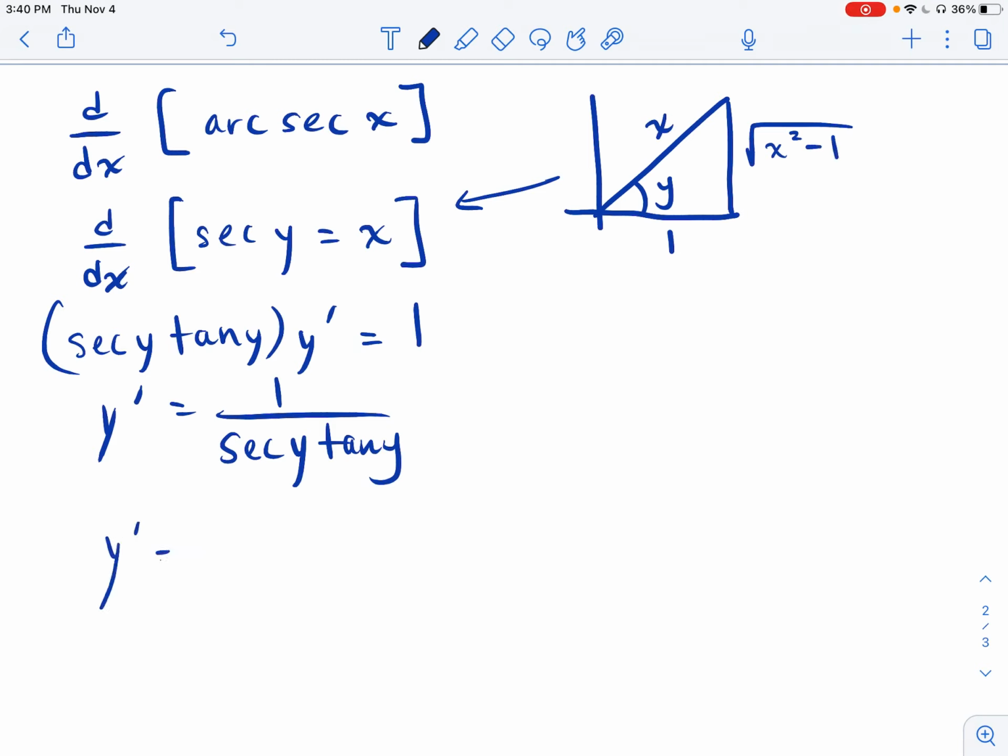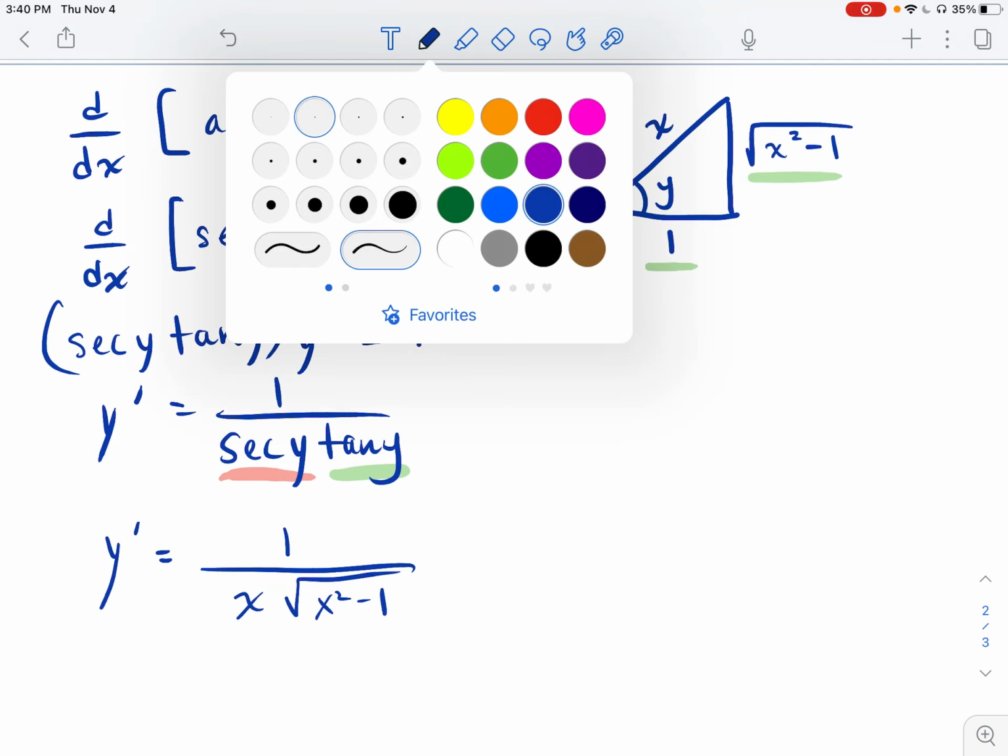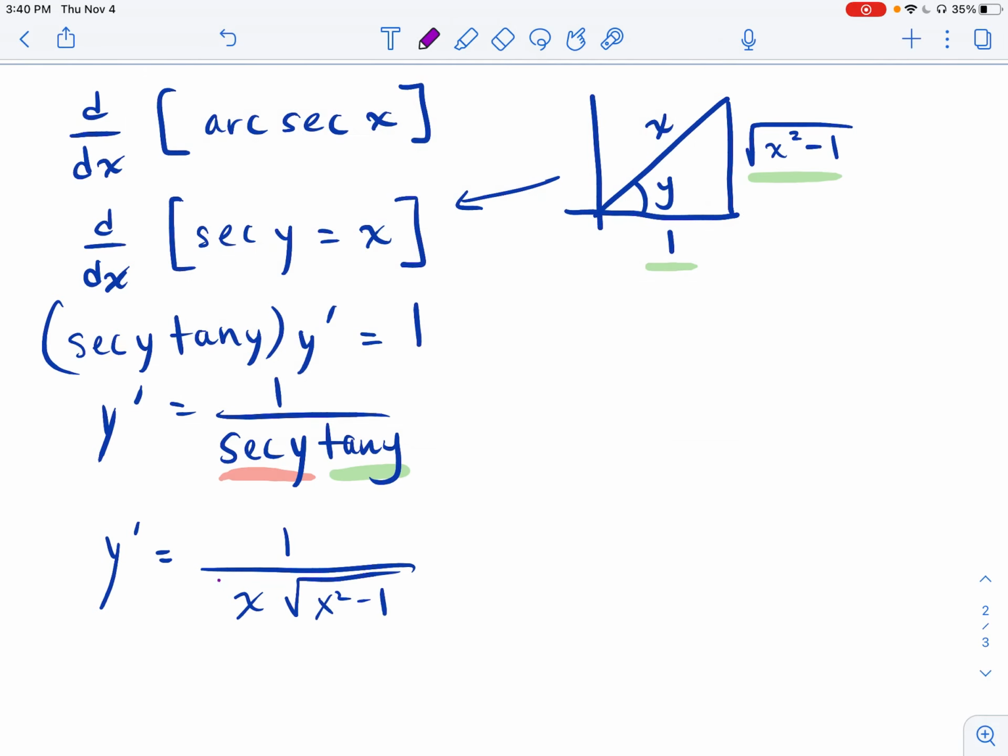So plugging in what we know then, what is this secant of y? The secant of y is equal to x. We already said that. What is now the tangent of y? The tangent of y is opposite over adjacent. So that's just going to be root x squared minus 1. But there is, however, something pretty important that's missing here. And that is x has to be the absolute value of x. Well, let's discuss this real quick. Why the absolute value of x?